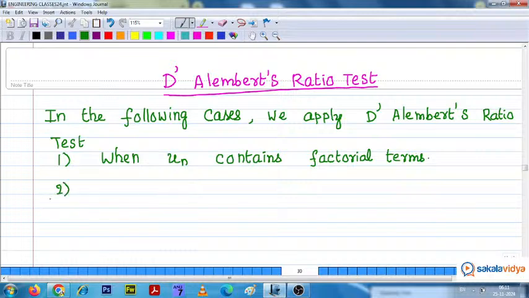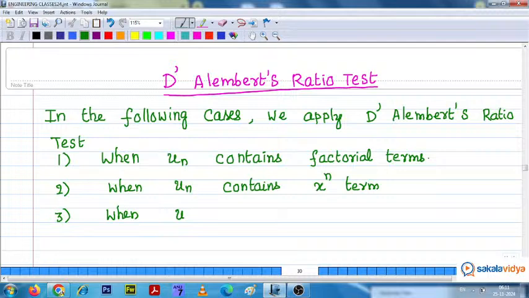The second case is when the nth term u_n contains x to the power of n, that is, when x to the power of n is there, then we need to apply D'Alembert's ratio test. Next, when u_n contains only one power term.